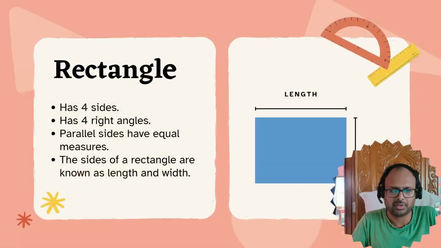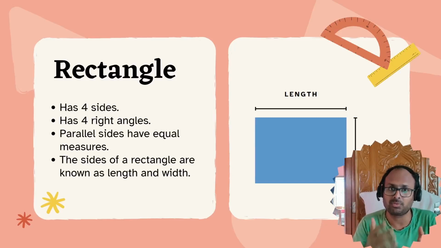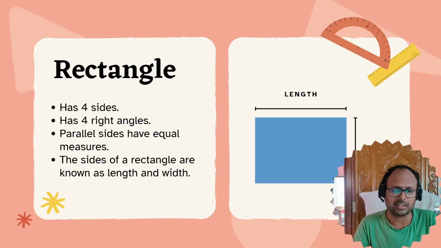Okay. So now what is a rectangle? A rectangle has some attributes or properties. A rectangle has four sides, four right angles, and its parallel sides are equal in length. So both parallel sides are equal in length. And the sides of a rectangle are called length and width.